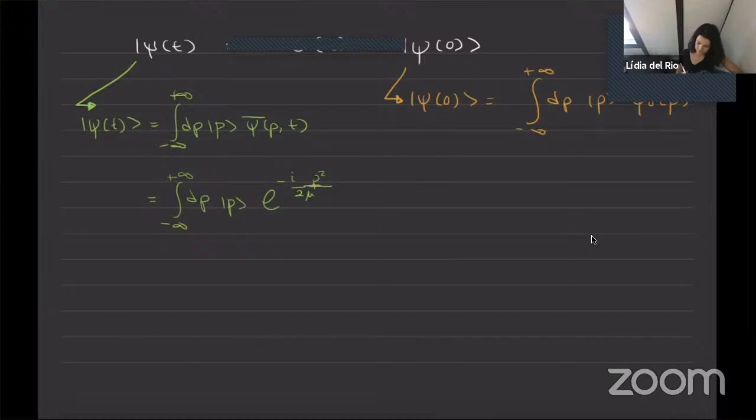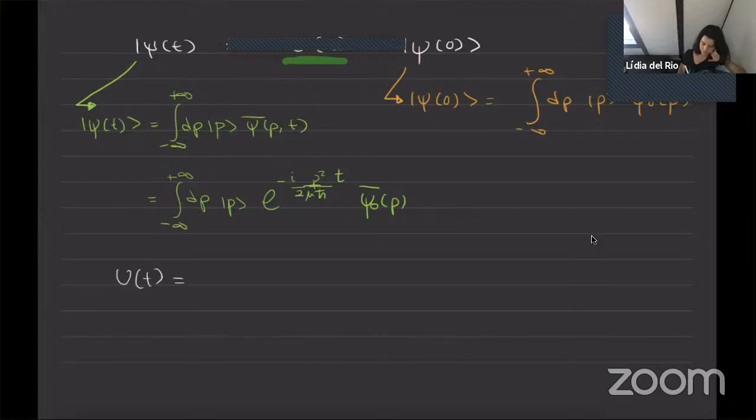H bar times. Here's my initial wave function for momentum. So what's left to do is this U. But we can do it directly, and then you can see that it works at home.